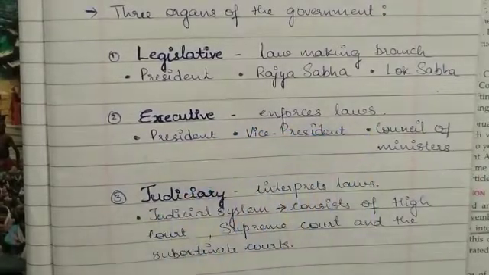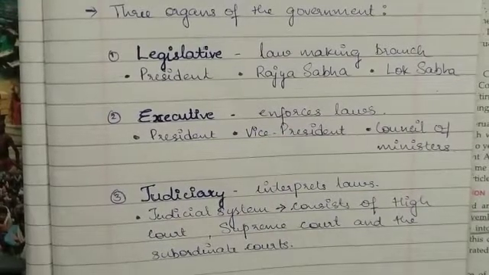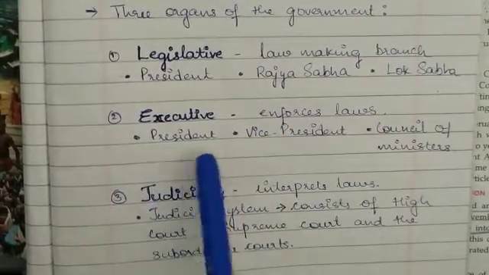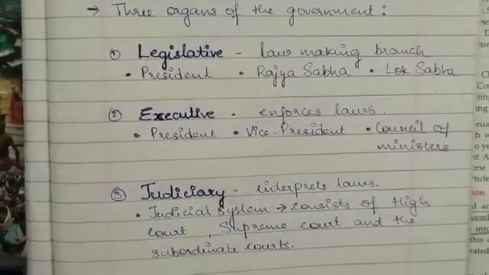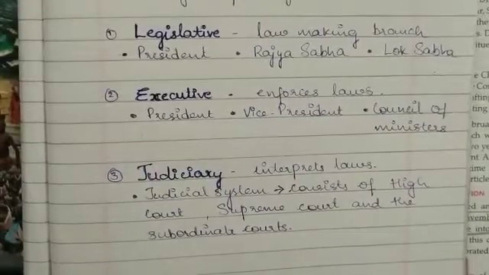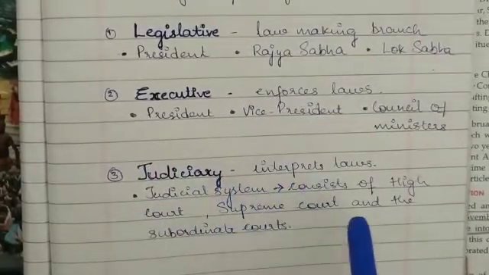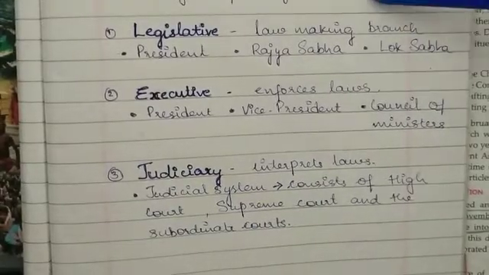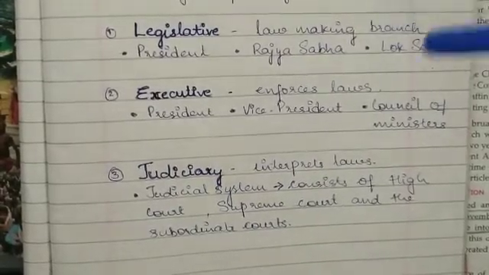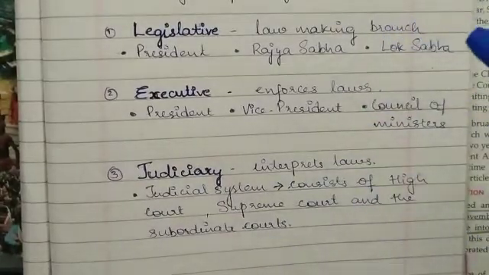This branch implements the laws, and in this branch there is the president, the vice president and the council of ministers. Now the third organ is the judiciary organ, and this branch interprets laws. It interprets the laws which are made by the legislative. The legislative is a lawmaking branch. So the judiciary interprets the laws which are made by the legislative.